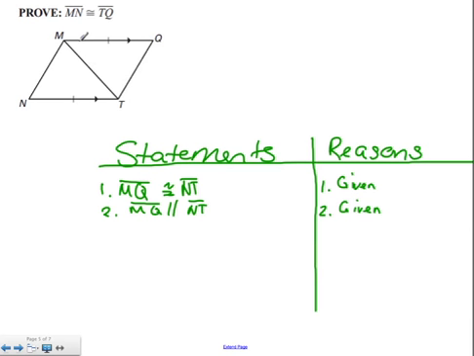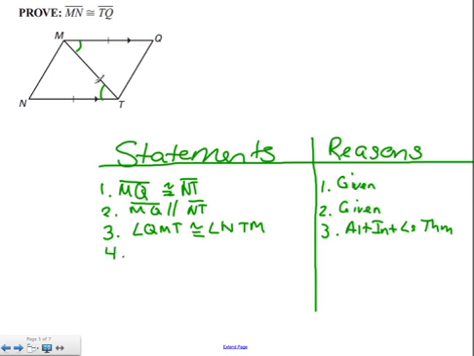And secondly, or I guess kind of thirdly, since those two sides are parallel, we could talk about the alternate interior angles. So we'll say that angle QMT is congruent to angle NTM, and that is by the alternate interior angles theorem.